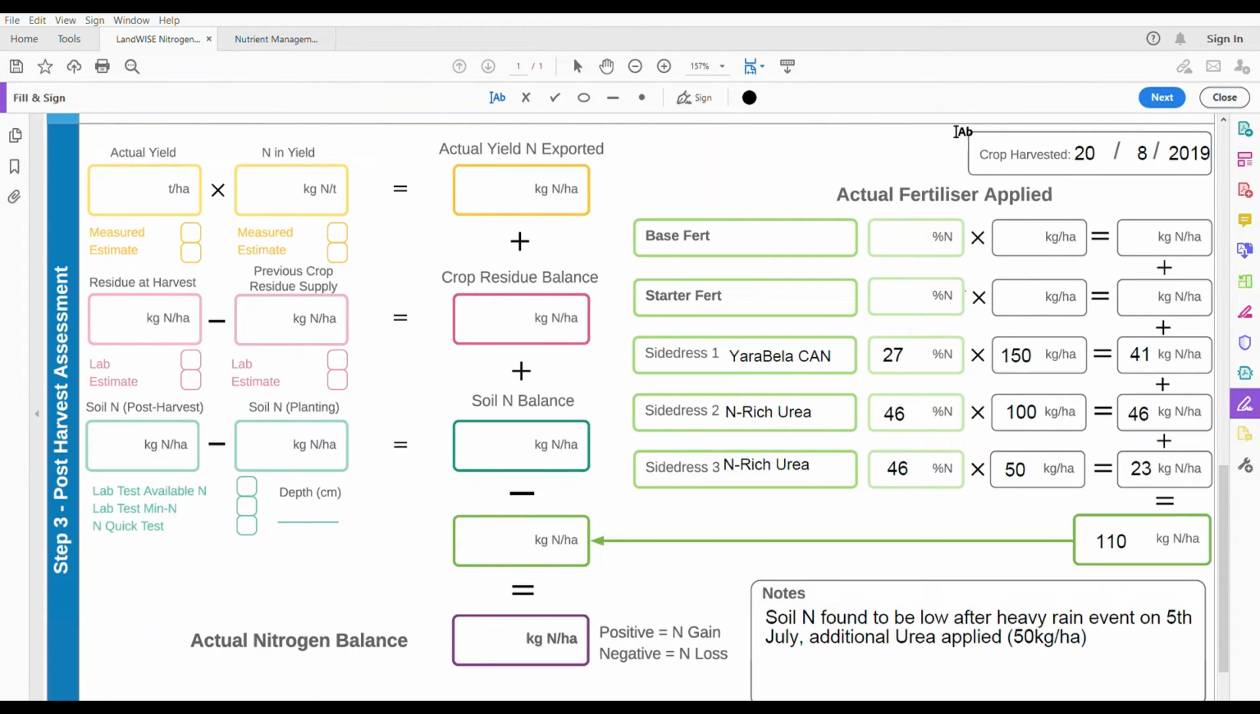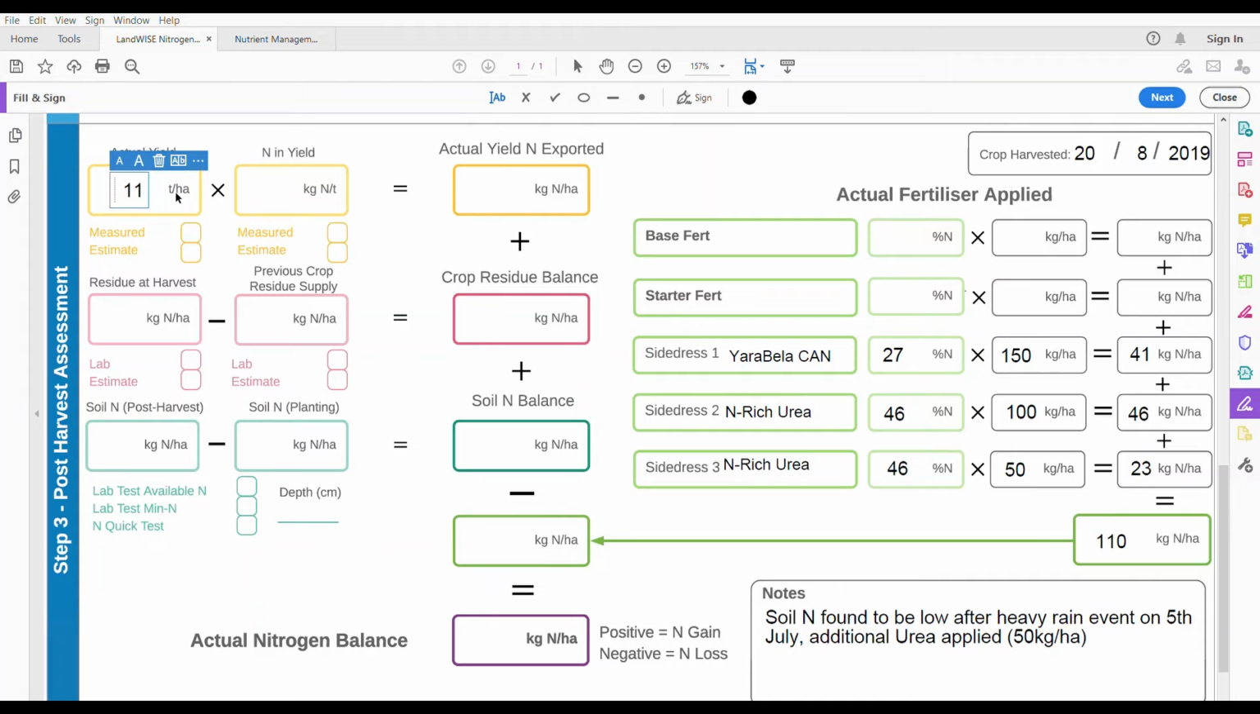On the left side of step 3, we have a few more boxes to fill in. First, the actual yield we harvested, which we measured by weighing the yield from sampled areas in the paddock. This was calculated to be 11 tonnes per hectare.